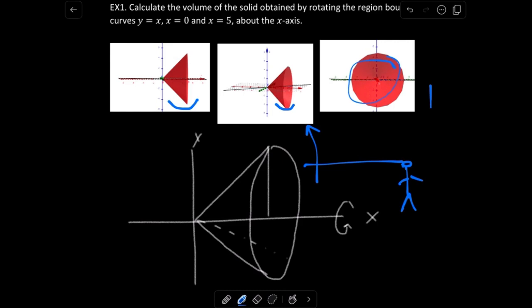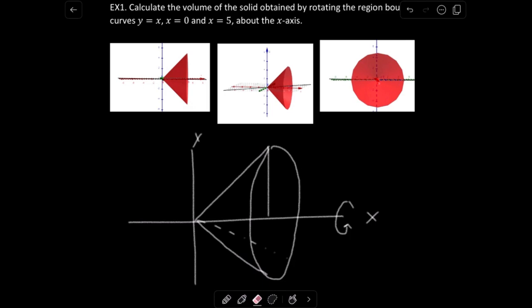So that's why the name disk and washer method comes in. Most of these look like disks from the front, and sometimes you will have washers, where the center is empty space. The area is basically like a donut. So that's what we have. That's just to give you an understanding of what we're trying to do.